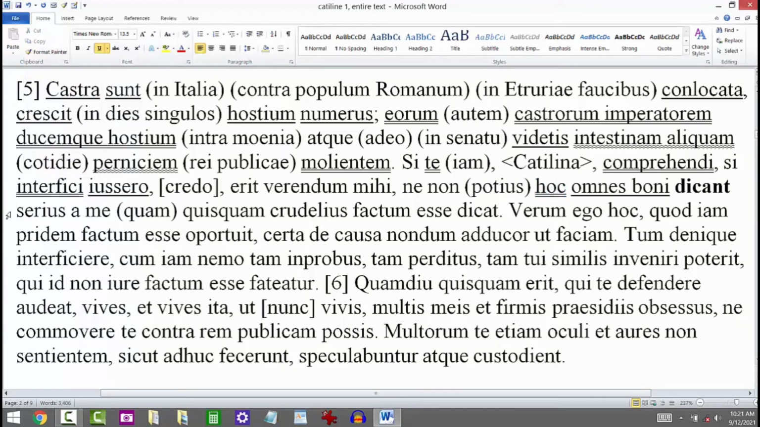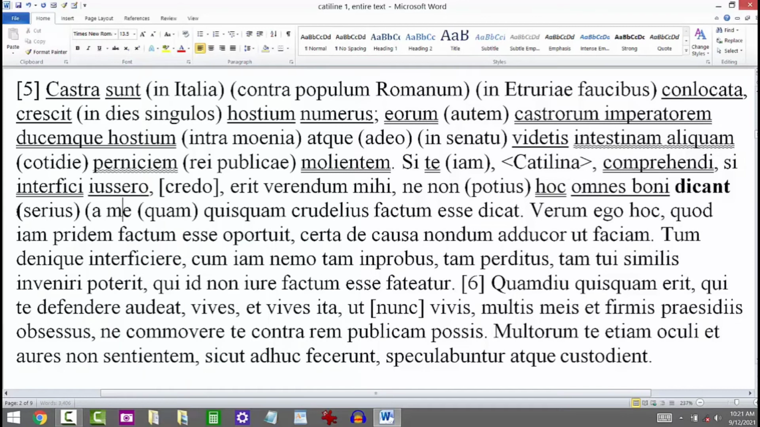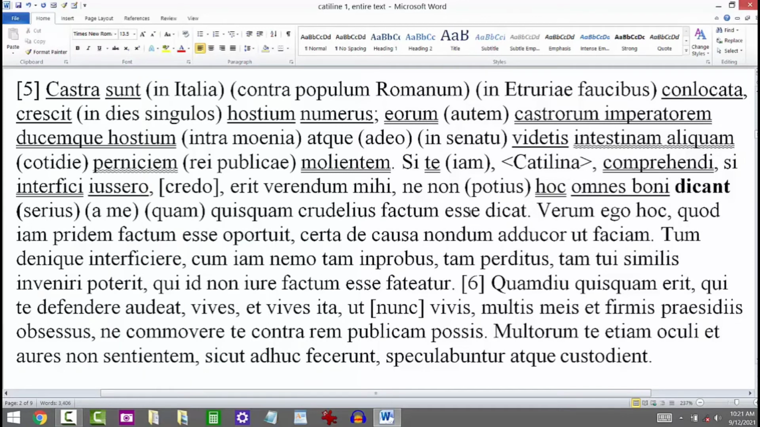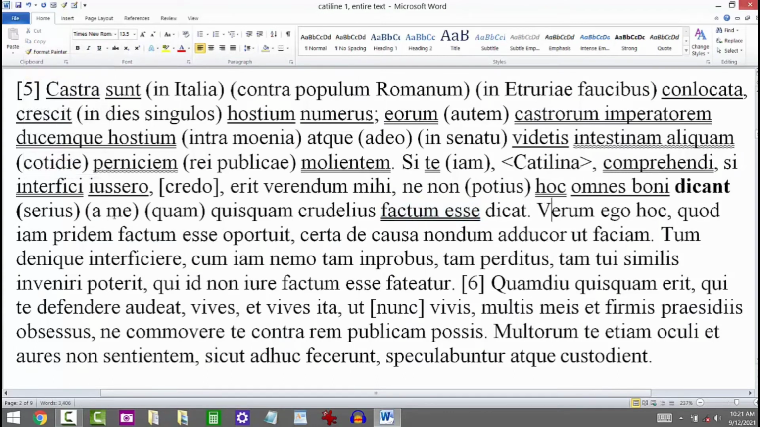this, serius, too late, by me, factum esse, quam, so not rather this, quam, then, quis quam, dicat, crudelius, too cruelly.